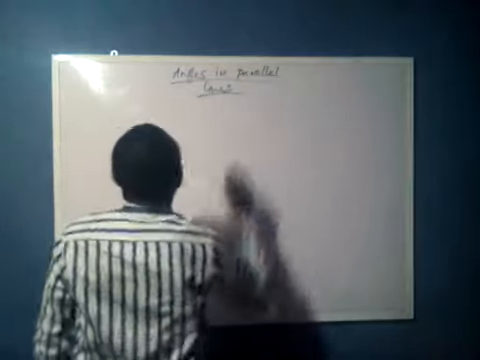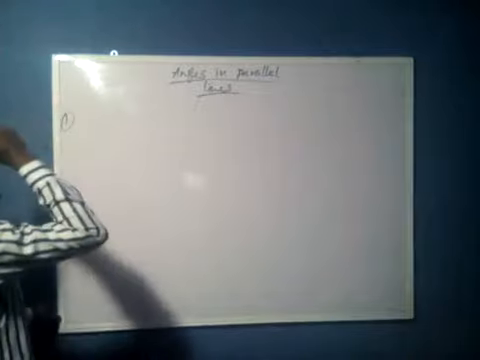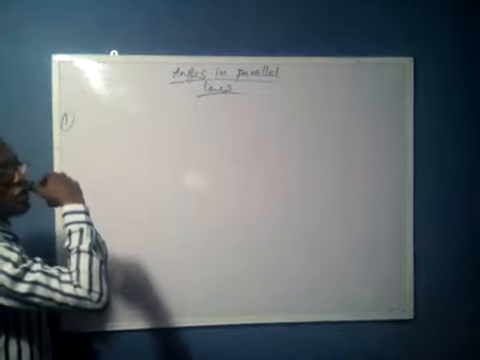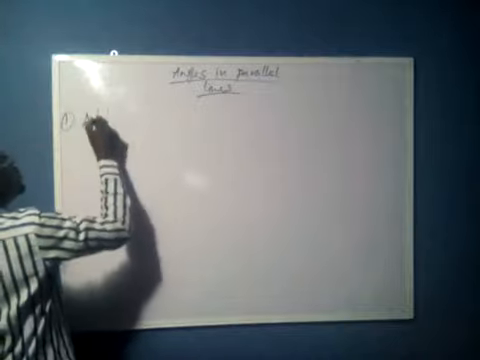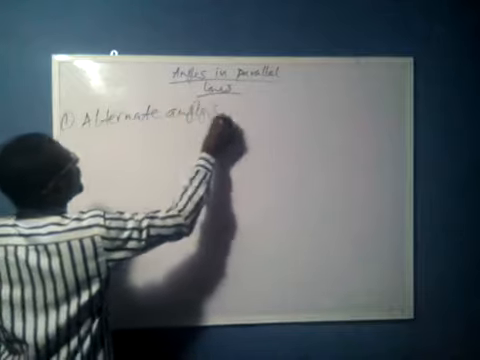Now, when you have two parallel lines, the first one we are going to be dealing with is what we call alternate angles. Let us look at alternate angles first.